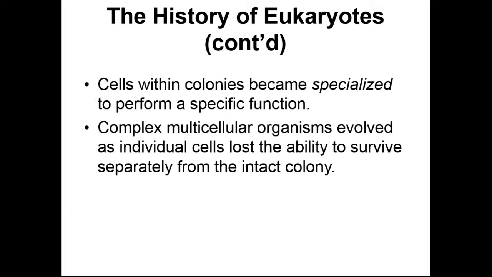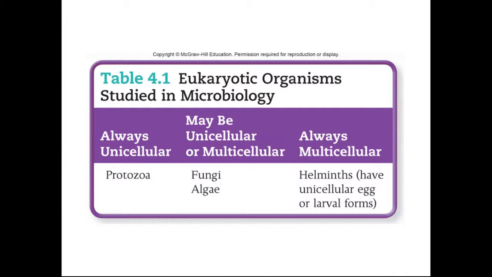These complex multicellular organisms started as individual cells and lost the ability to live individually, separate from that colony, because of those specialized functions. As we look at our categories of eukaryotic cells, we have protozoa, algae, fungi, and helminths. Protozoa are always going to be single cellular, or unicellular. Helminths, or parasitic worms, are always going to be multicellular. And then finally, the fungi and the algae go back and forth. Some are multicellular, some are single cellular.